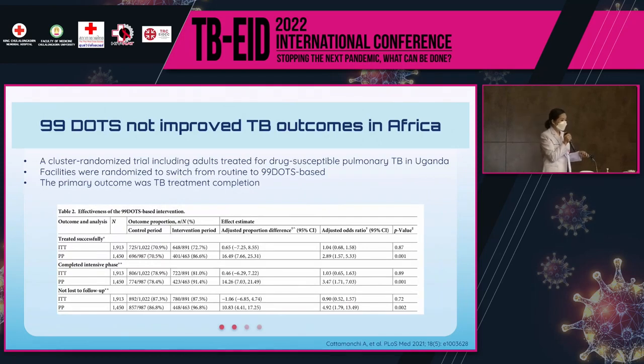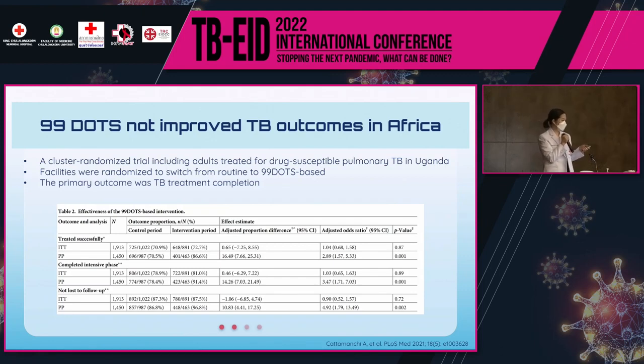However, this is the latest study after COVID-19 that showed 99DOTS did not improve the TB outcome in Africa. This is a cluster randomized trial including adults with drug-susceptible pulmonary TB in Uganda. Facilities or clusters were randomized to a control group and an intervention group, which used the 99DOTS-based intervention. The outcomes are treatment completion and treatment success in the intention-to-treat arm.